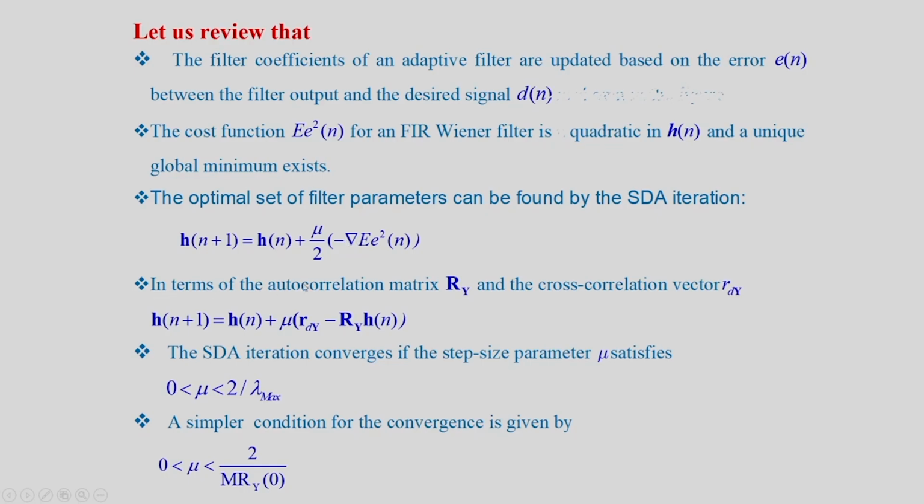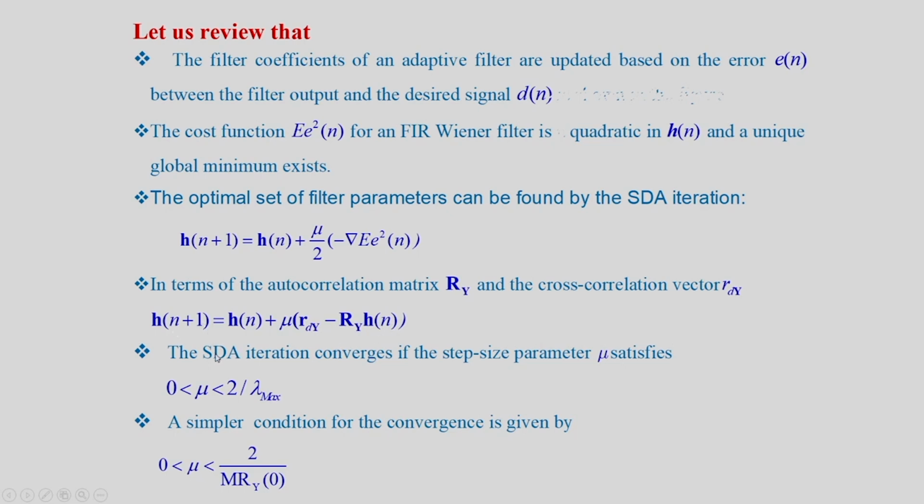In terms of the autocorrelation matrix Ry and the cross correlation vector r_dy, this updating can be written as h(n+1) = h(n) + mu times (r_dy minus Ry times h(n)).